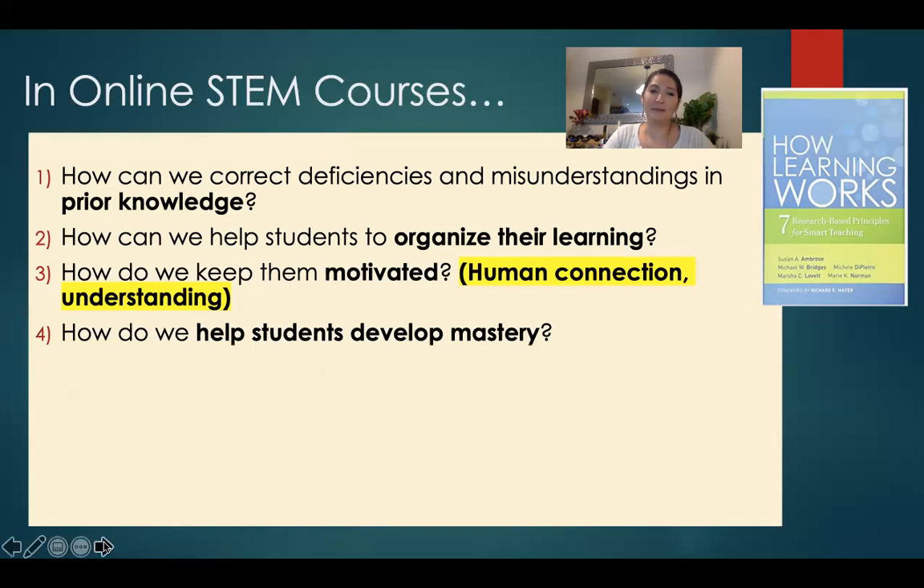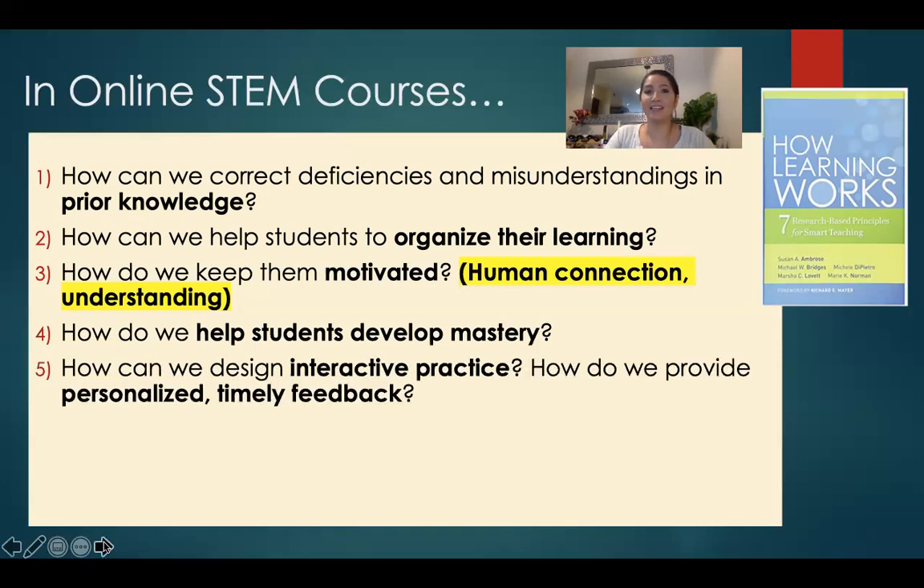How do we help students develop mastery online? How do we design interactive practice that is truly interactive when the students are online in a math class? And how do we provide personalized, timely feedback? I really think software is the answer for that. I think we need AI that will give detailed, personalized feedback automatically. That would be amazing. It would save teachers so much time. And can you imagine what we could do with that data? It would teach us so much about what our students are experiencing. I mean, there's a lot there.